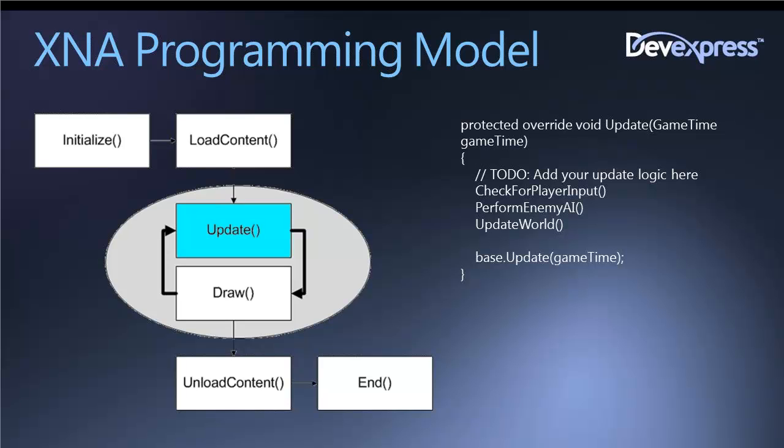So here's a little example code for the update method, and you can see it's pretty sparse as it stands right here. We've got a little bit of stubbed out methods to check for player input, perform enemy AI, and then update the world. And so you might have another one in here that says move player, for example. So if as a result of my dragging my finger to the left, I need to increment or decrement rather the X position of my model, then we would do that here.